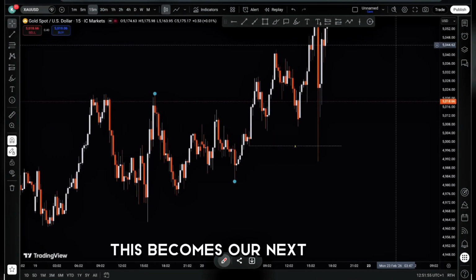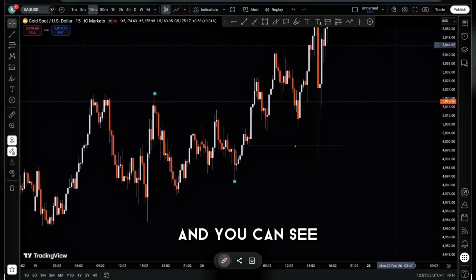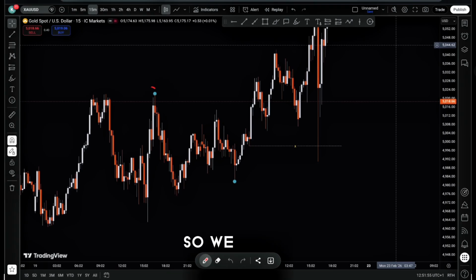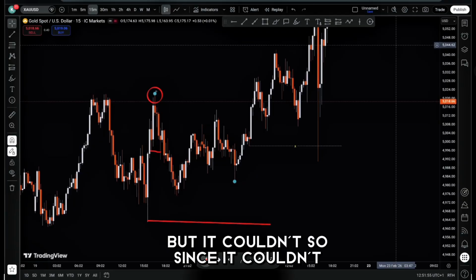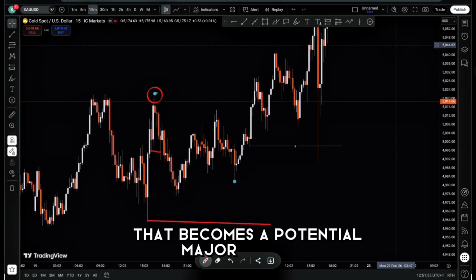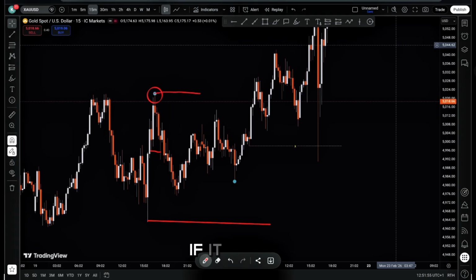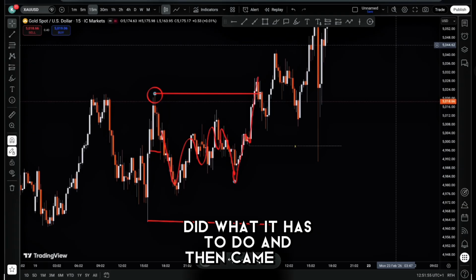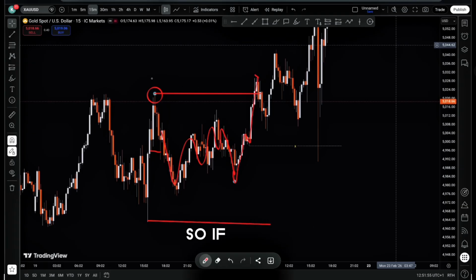This becomes our next example, and you can see we start with marking our structure. So we pick this high. Why? Because it took out that, and it was supposed to take out this, but it couldn't. Since it couldn't, that becomes a potential major high, and we wait. If it breaks it, price came all the way down, did what it has to do, and then came and broke it.